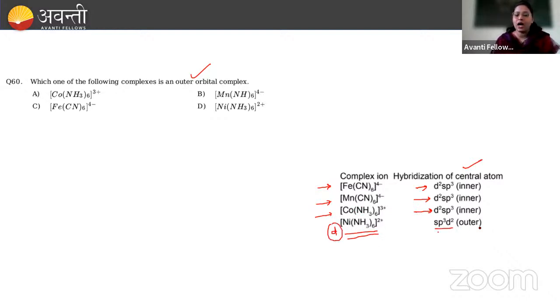Nickel uses its outer orbital d orbitals. Okay, outer orbital electrons, outer d orbital electrons, and that's why that will be our answer, option D. Okay, any doubts? Yeah, let's move on to the next problem.